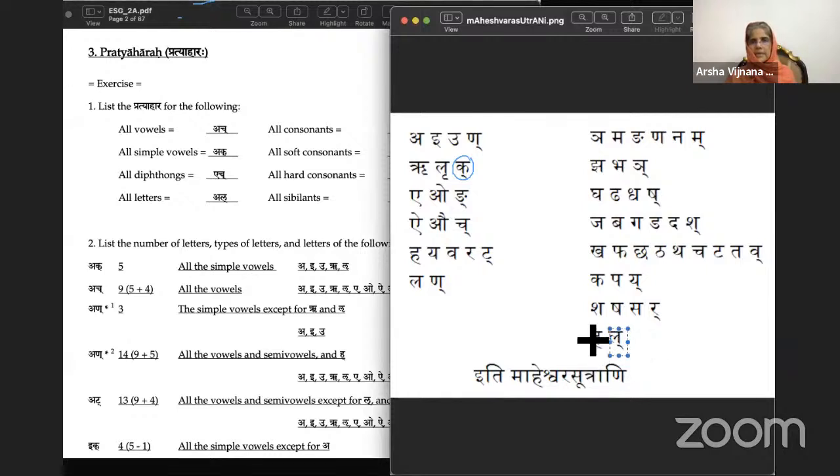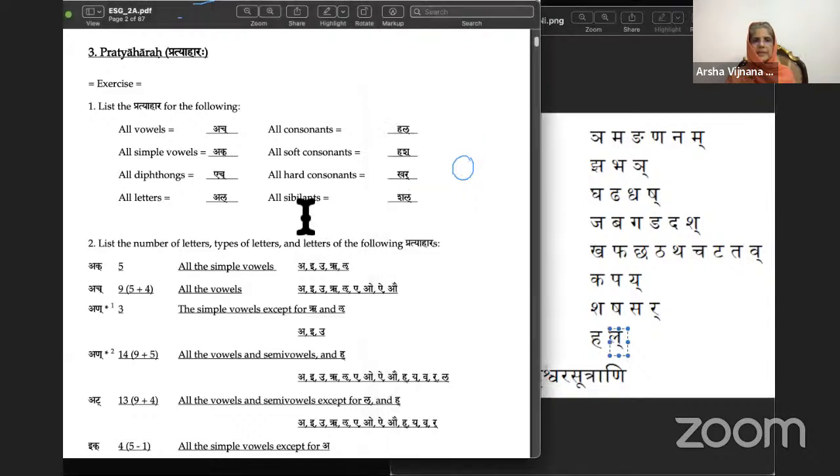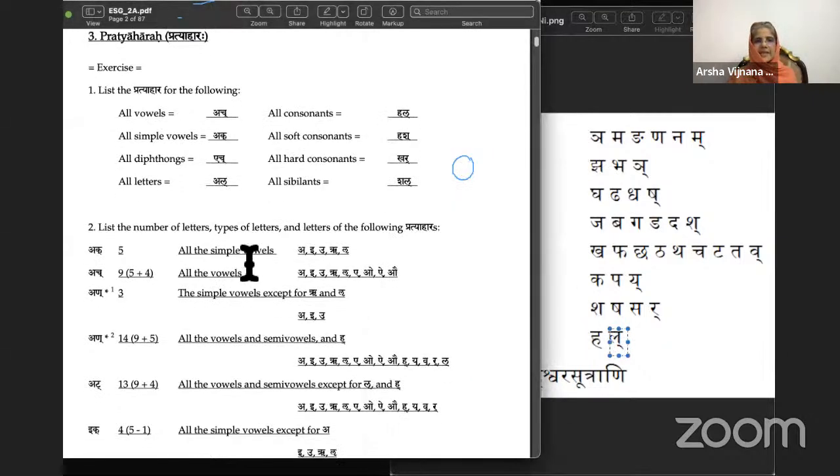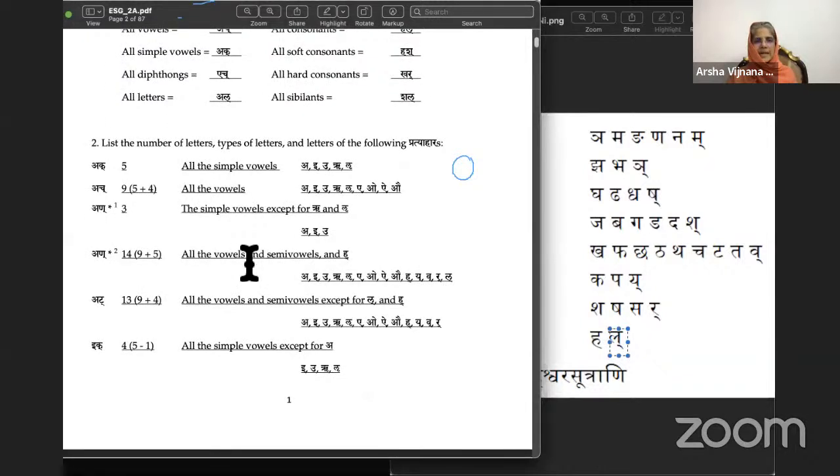Ha is also considered a semi-sibilant for this kind of a thing. See, in this short little page, how much is packed. To unpack this short little thing, we need 3 pages here talking about pratyahara. And here is how the pratyaharas are derived.